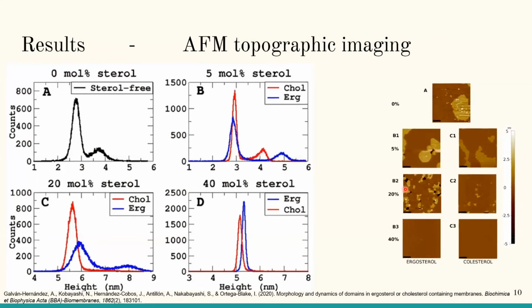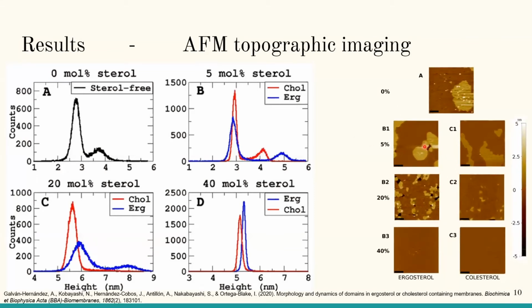So this is the data, the images we get. When we have only POPC and sphingomyelin, we see these very big, very clear domains, which we attribute to POPC being on this side, which is at lower height, and this side, which is at a higher height. This is where we believe the sphingomyelin-enriched regions are. As we add more sterol, you can see that the more sterol we add, the fewer domains we have. They tend to disappear as we add sterol to the mixture.